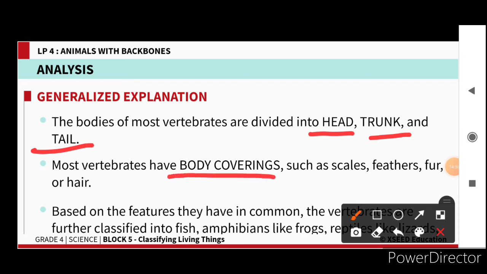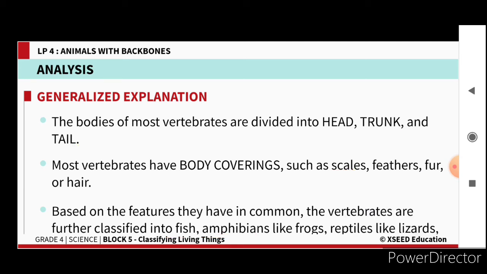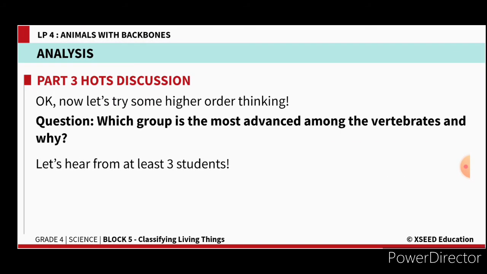and they have body coverings such as scales, feathers, fur, and hair. Right? So the vertebrates are further divided into fishes, amphibians like frogs, reptiles like lizards, birds, and mammals like dog, cat, and all. So among all these, which group is the most advanced among the vertebrates and why?